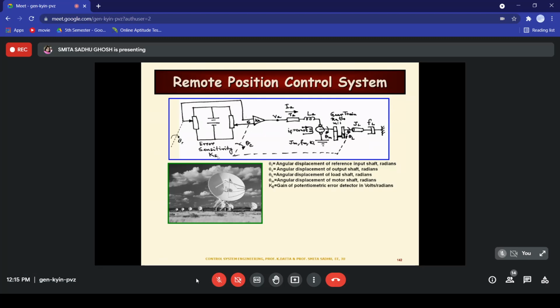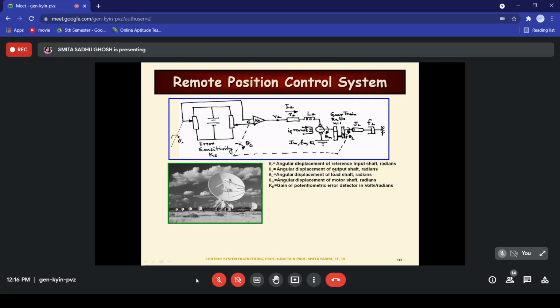It's already given over there, but nevertheless, we can also understand what the gain would be, because the output of the potentiometric error detector is a voltage, isn't it? We've already studied this. The output of the potentiometric error detector is a voltage proportional to the difference in the angular orientations. So the output is voltage, the input is angle, angular displacement. Angular displacement could be in degrees or in radians. If we consider the angular displacements theta r, theta c to be in radians, then the KE unit will be volt per radian.